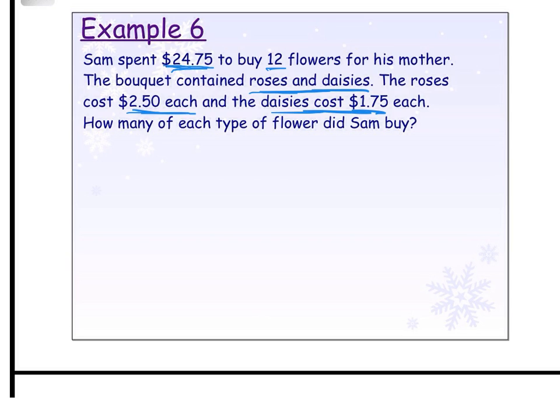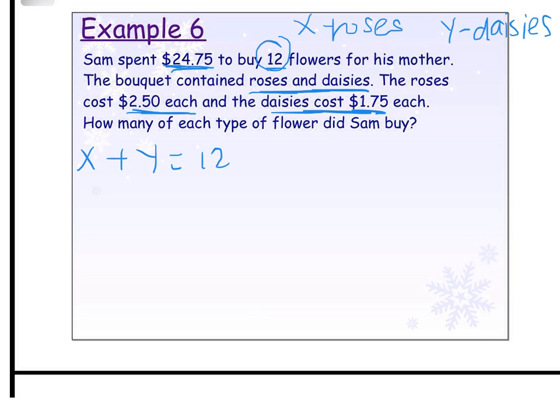So the first thing I looked at is the fact that he bought 12 flowers. So for this example, I'm going to do x's are roses. So then y are daisies. Now, if you had flipped this, if it were a homework problem and you did x were daisies and y were roses, it would still work out. So x are roses, y are daisies. He bought 12 total. So my first equation is going to say x plus y is equal to 12. So what that says is the number of roses he bought plus the number of daisies he bought equals 12 total flowers.